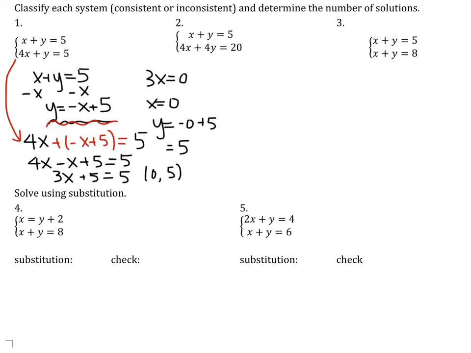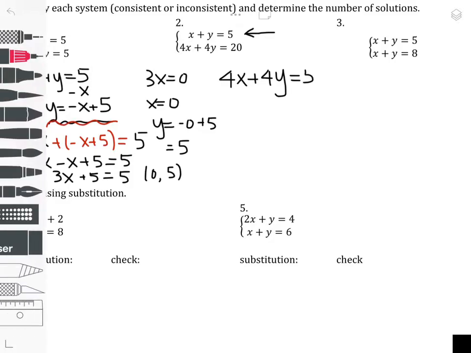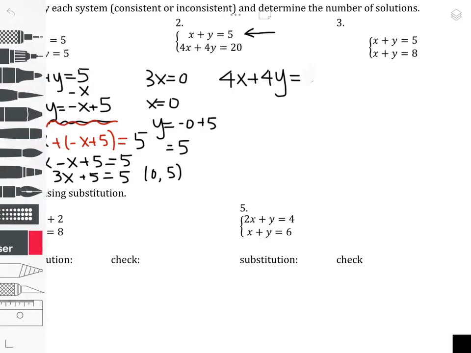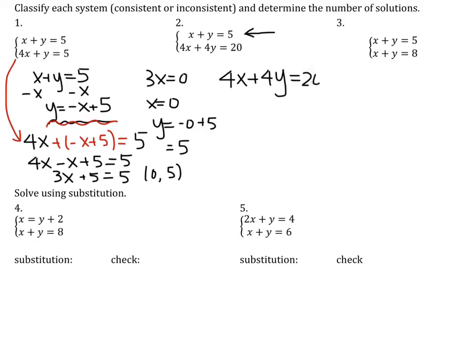Number 2. x plus y equals 5, 4x plus 4y equals 20. What if I multiply this very first equation by 4? What do I get? 4 times x, I have 4x, plus 4 times y, I have 4y, equals 5 times 4, which is 20. Is it exactly the same as the second one?